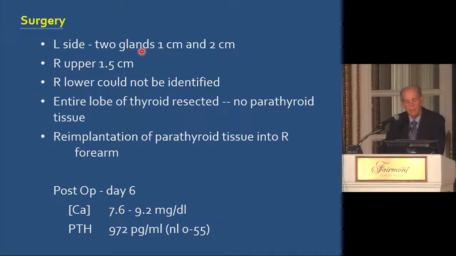Went to surgery. 2 big glands on the left, 1 big gland on the right. They couldn't find the right lower gland. They resected an entire lobe of the thyroid on the right. They couldn't find parathyroid tissue. They reimplanted some tissue in the right forearm. This is another discussion of what the surgeon should do. We don't do this much anymore.